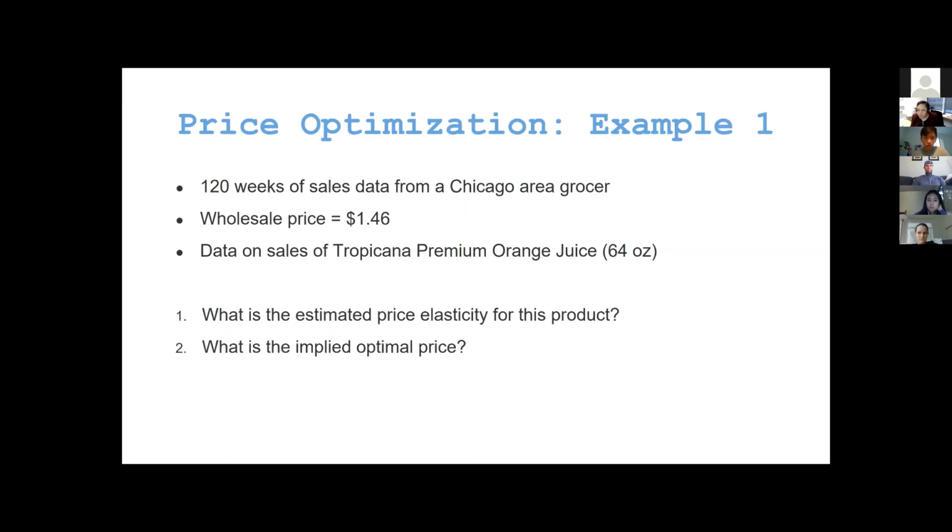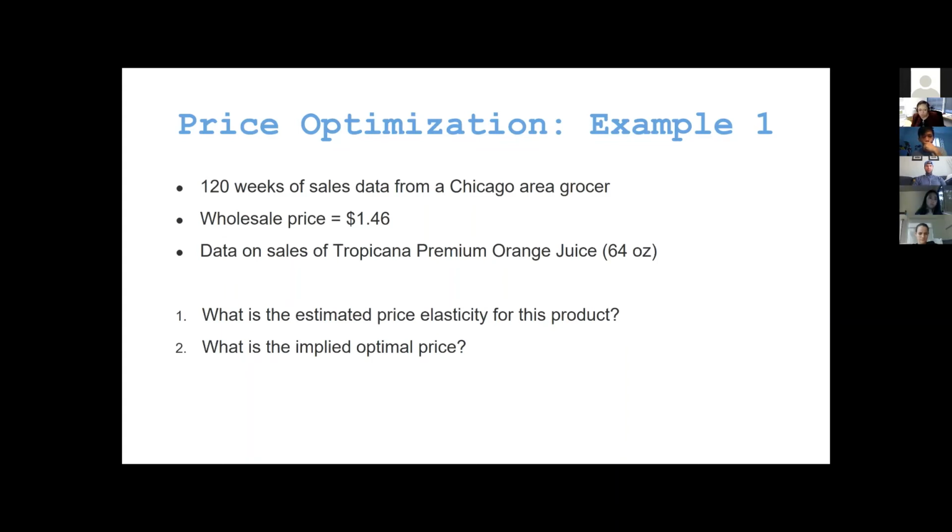So here I'm going to use an example. Let's assume that you work for Tropicana and you've got sales data, 120 weeks' worth, from a Chicago area grocer of Tropicana orange juice. In this data, we have 120 rows representing the 120 weeks, which might show the average price that the Tropicana orange juice sold for each 64-ounce jug. And you see in maybe the next column the number of jugs that were sold.